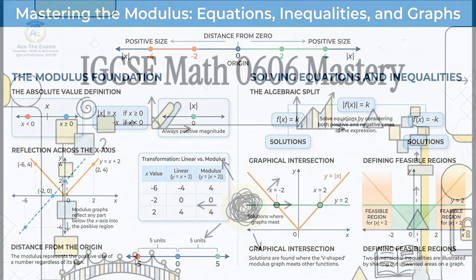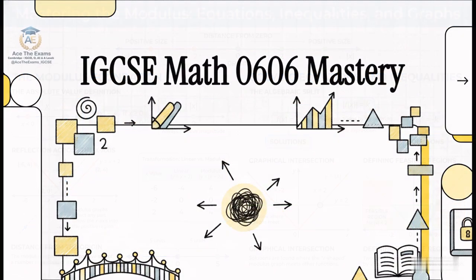Look, if you're a focused learner ready to finally crack the code of Cambridge IGCSE Additional Mathematics 0606, you are in exactly the right place. Our mission today: we're going to completely demystify these algebraic concepts and bridge that annoying gap between abstract math theory and actual solid exam strategy. Let's get right into it.